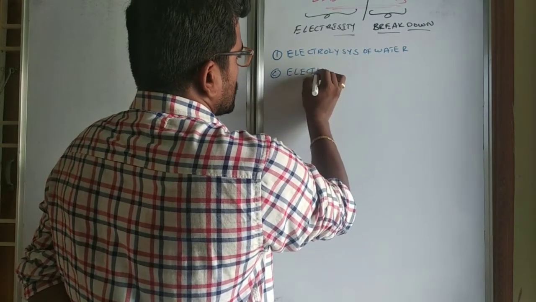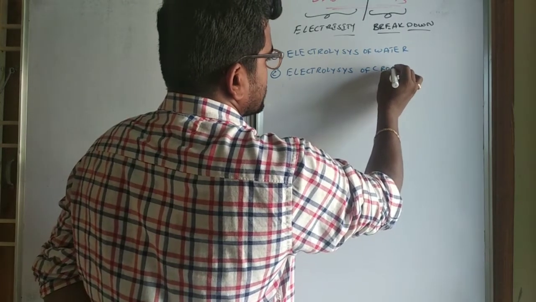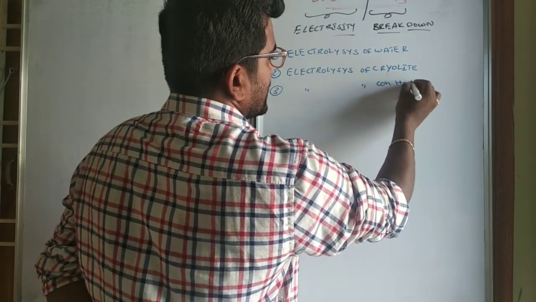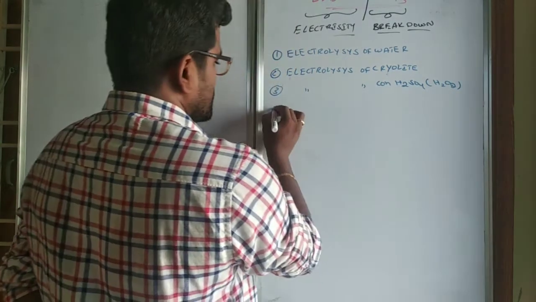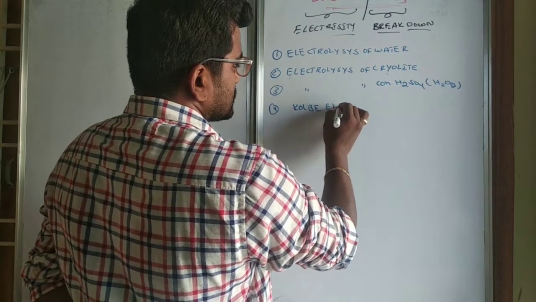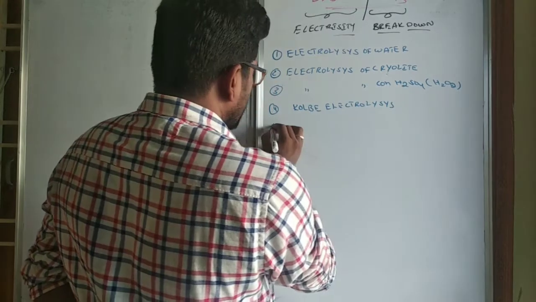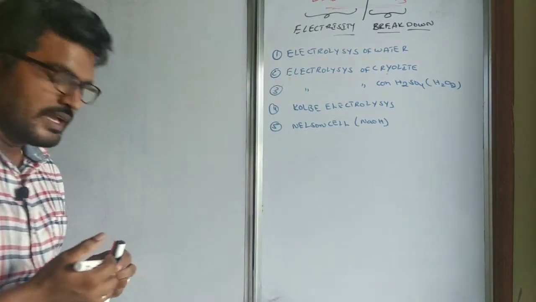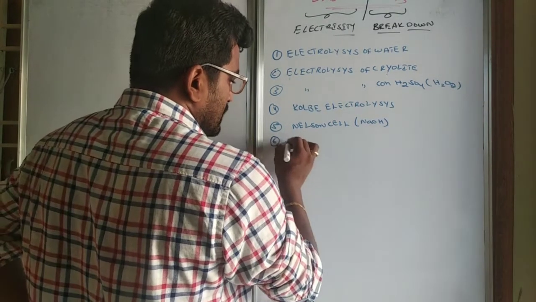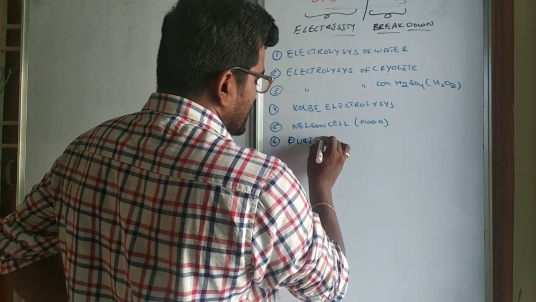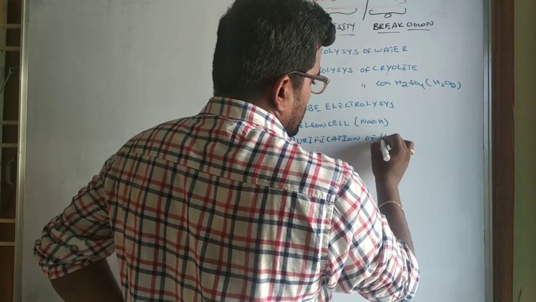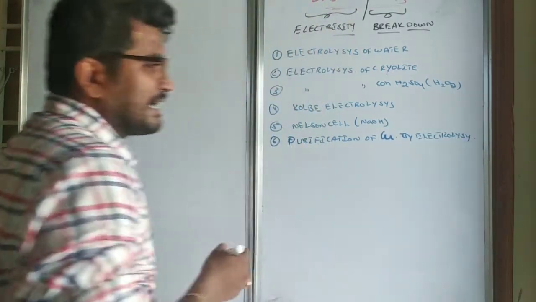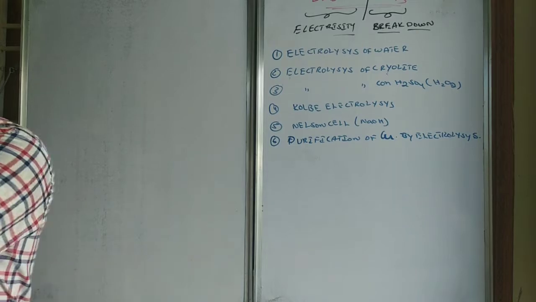Next, electrolysis of cryolite. Electrolysis of concentrated H2SO4 to produce hydrogen peroxide. Kolbe electrolysis. And the Nelson cell, which is used for the preparation of NaOH. And purification of copper by electrolysis. So these are the different electrolysis techniques we will encounter in the plus 1 and plus 2 syllabus.